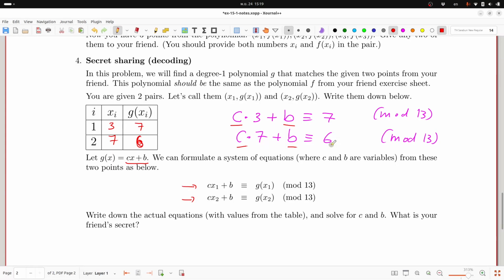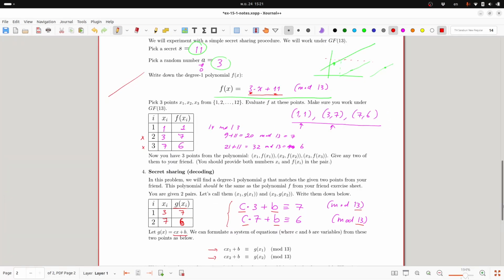Okay? Don't forget to mod 13. Always mod 13. When you do divisions, use the table. Multiply with the multiplicative inverse.